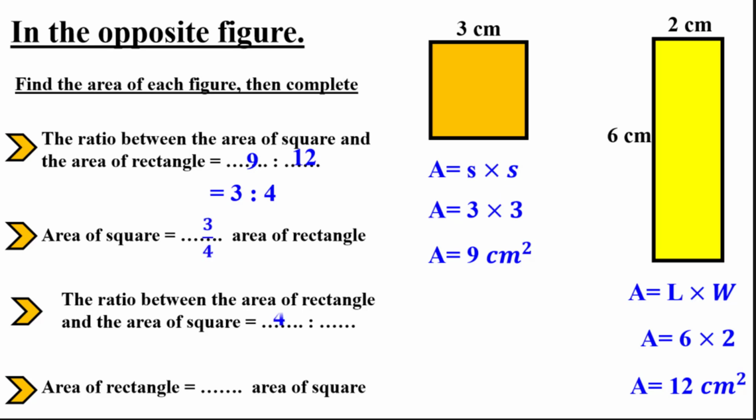You can inverse it. The ratio between the area of the rectangle to the square will be 4 to 3, because he said here the rectangle. So the rectangle was 4, and the area of the square in the simplest form was 3 parts. So we have here 4 equal parts to 3 equal parts. By the same way, the area of the rectangle equals now 4 over 3 area of the square.